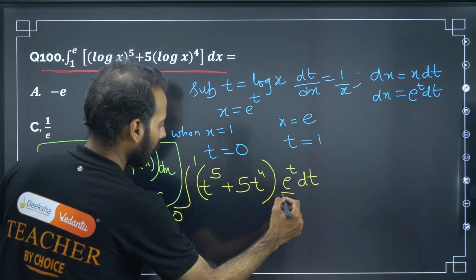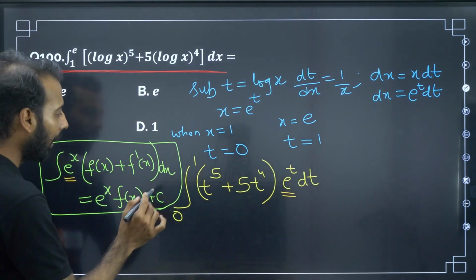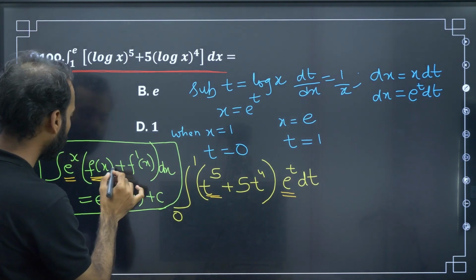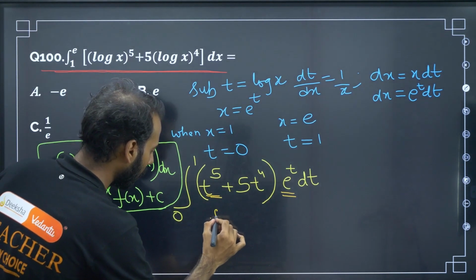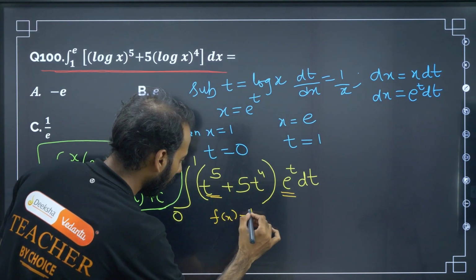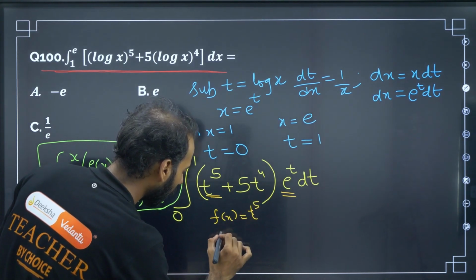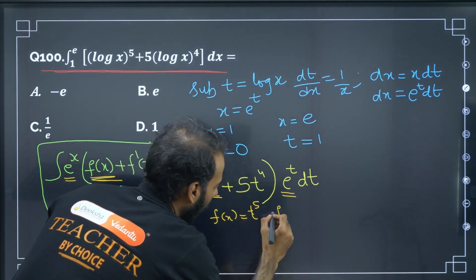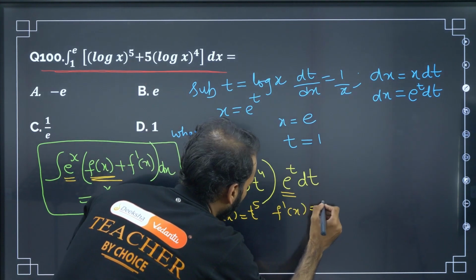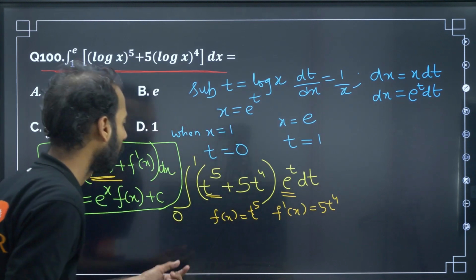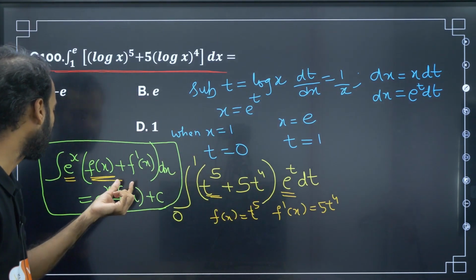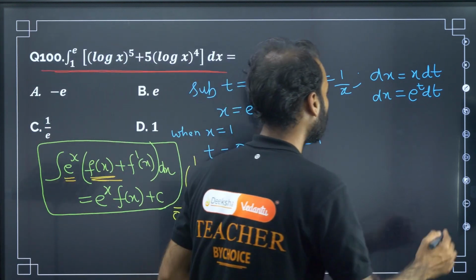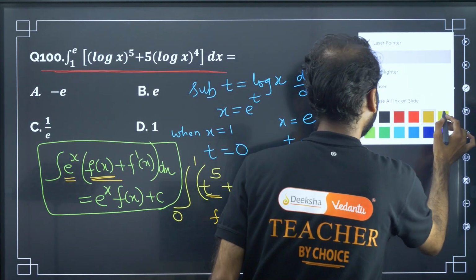e raised to x is here also. If I consider this as f of x, let f of x be t raised to 5. Then f dash of x is 5 t raised to 4. Now you see this and you see this; it is exactly like this function. So I will use the synopsis point to solve this problem.